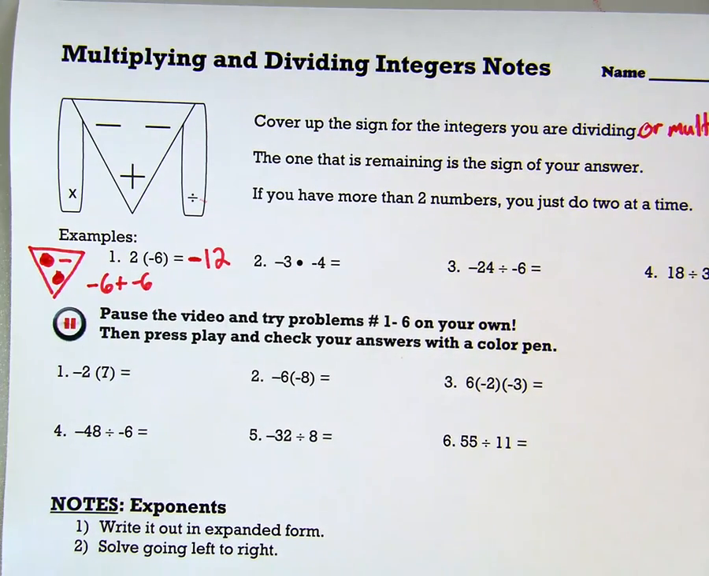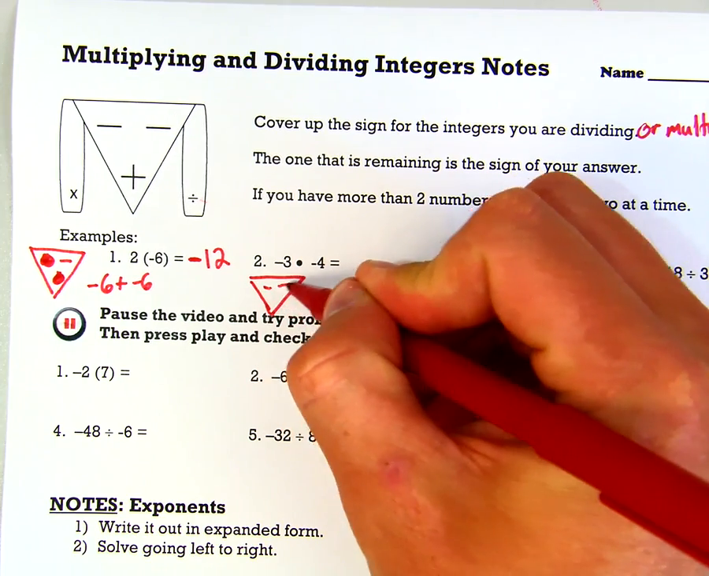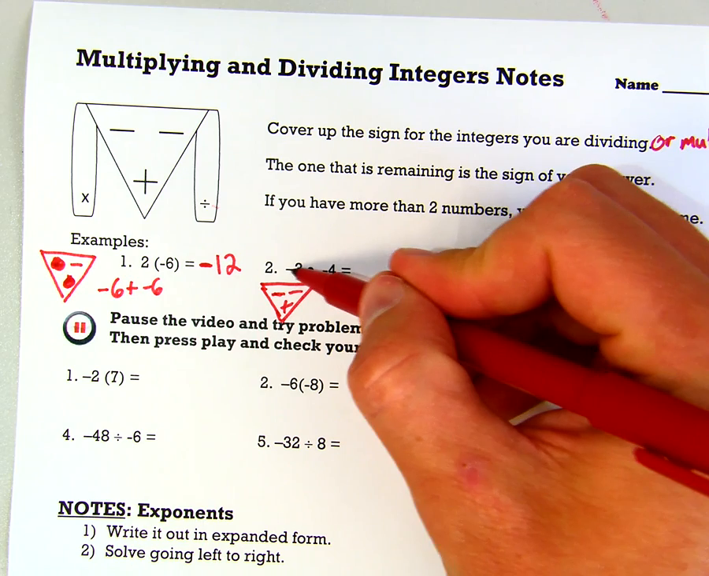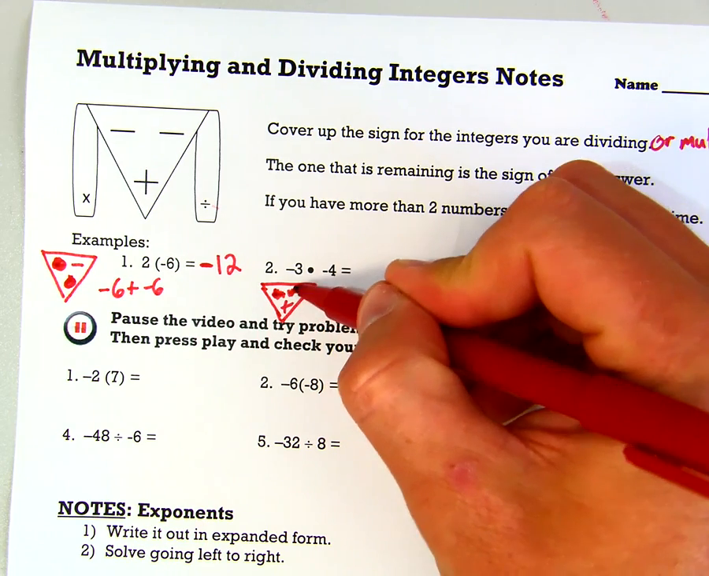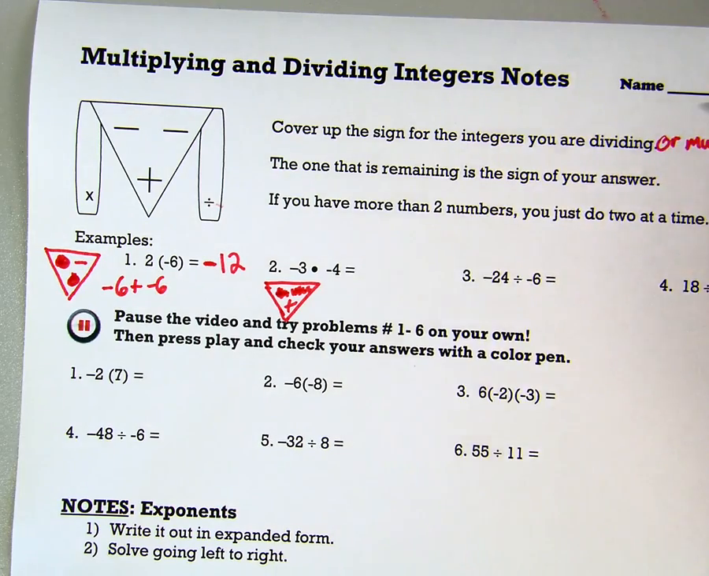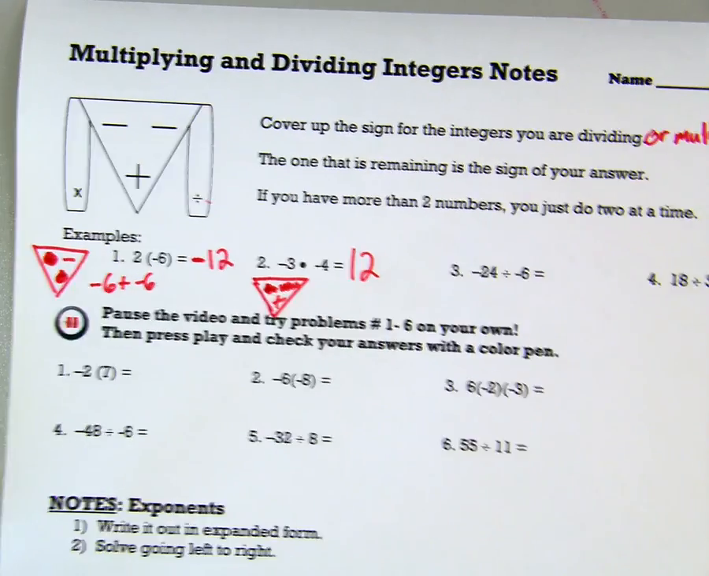Let's try number 2. Negative 3 times negative 4. Draw my triangle here. Put 2 negatives and a positive. I have negative times negative, so let's get rid of my 2 negatives. It leaves me a positive symbol, which means I know my answer is going to be positive. And 3 times 4 is 12.